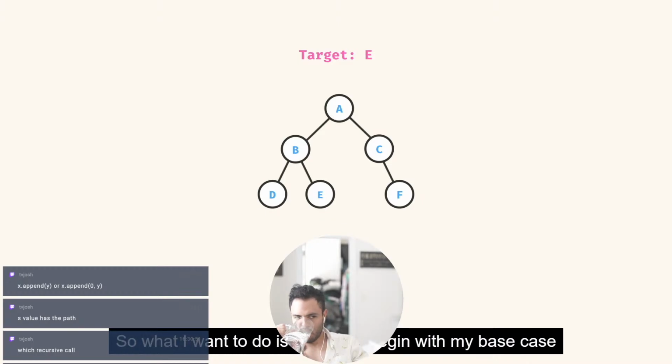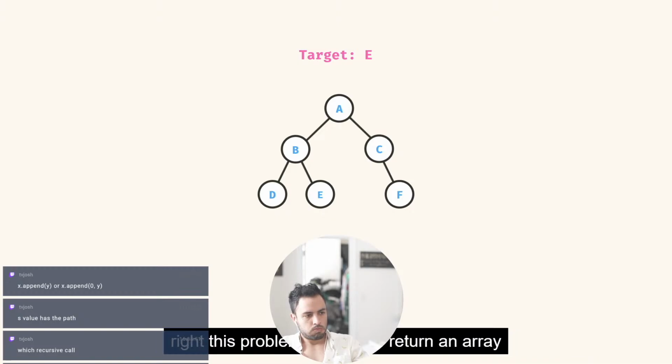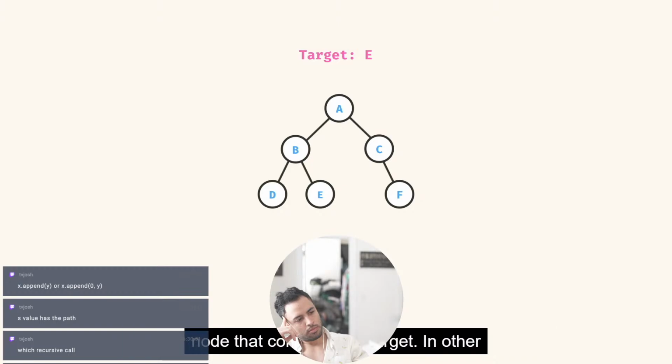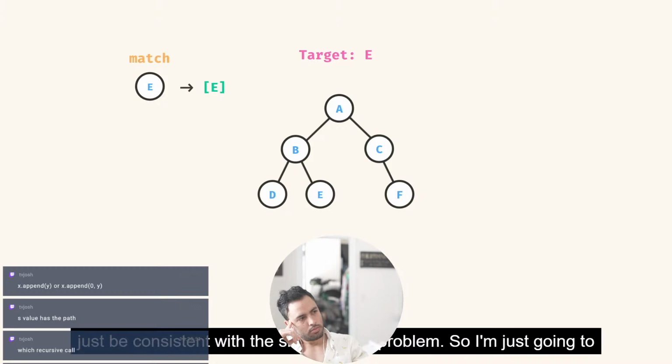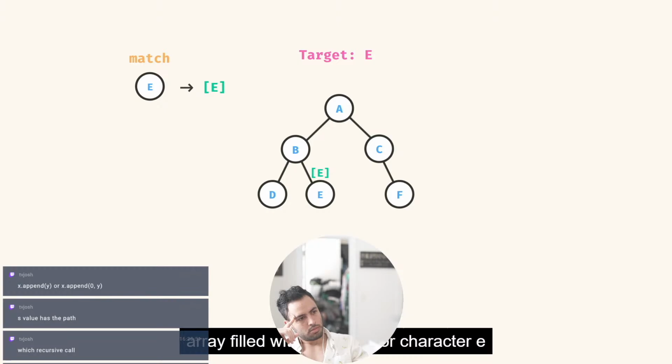So what I want to do is, of course, begin with my base case. And the most important thing I need to establish in my base case is a consistent type, right? So I know in general, this problem asks us to return an array of some values. So even my base case should return an array of some values. It probably will just be a small array. And so let's say we had a scenario where we were at a node that contains our target. In other words, we have a match, right? If I run into a node whose value is E, then I think that node can immediately return an array containing the value E. And that would just be consistent with the shape of the problem. So I'm just going to plug in this visually right where I find the E node. So I'm saying that when I make a recursive call on that E node, I should treat that as a base case and just automatically return an array filled with the value or character E.